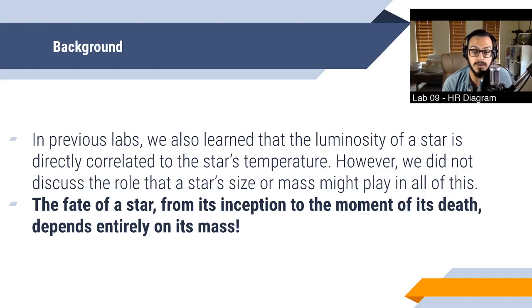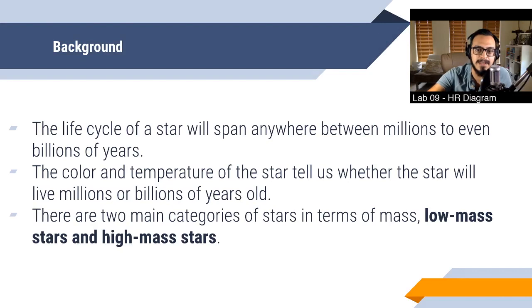The fate of a star from its inception to the moment of its death depends entirely on its mass. The life cycle of a star will span anywhere between millions to even billions of years. The color and temperature of a star will tell us whether the star will live millions or billions of years old. There are two main types of stars in terms of their mass. We have low mass stars and high mass stars.